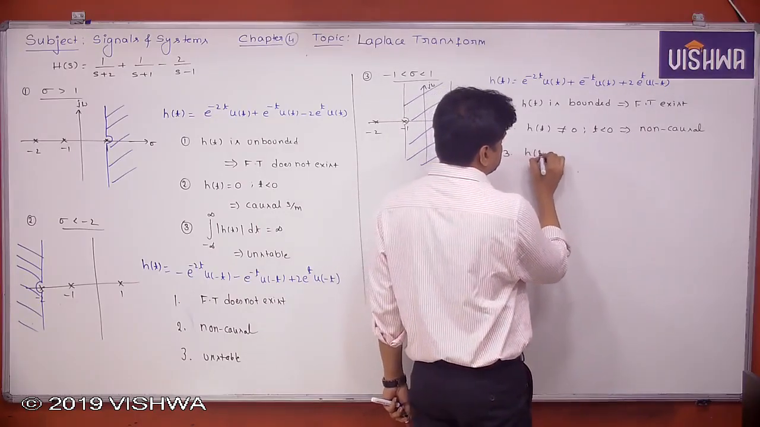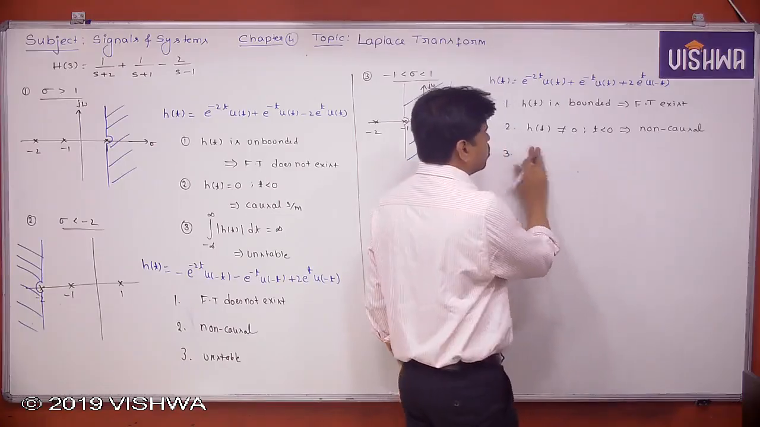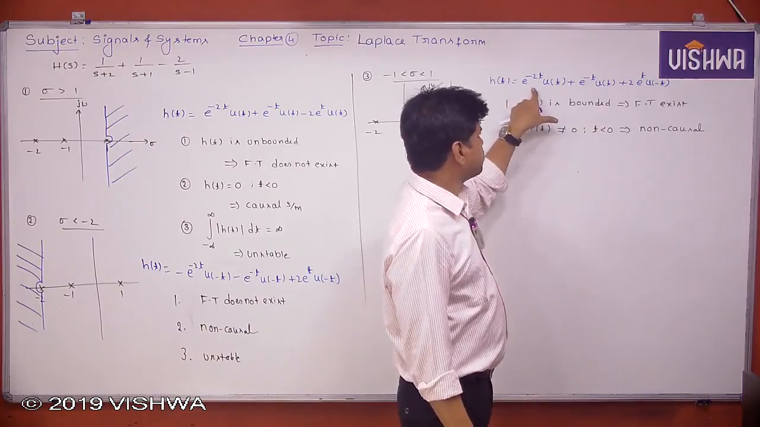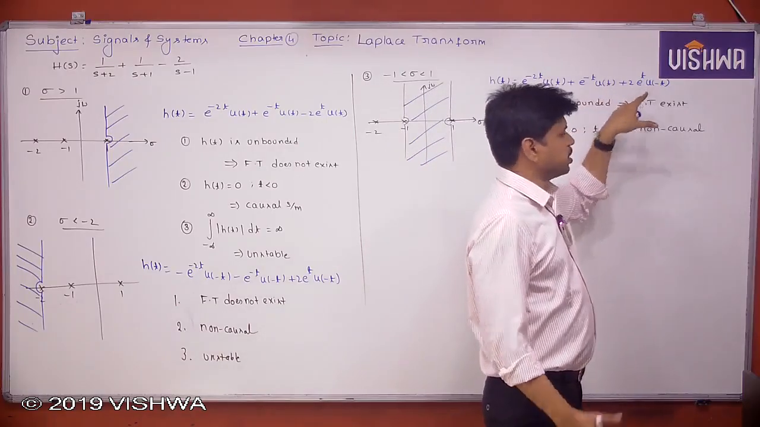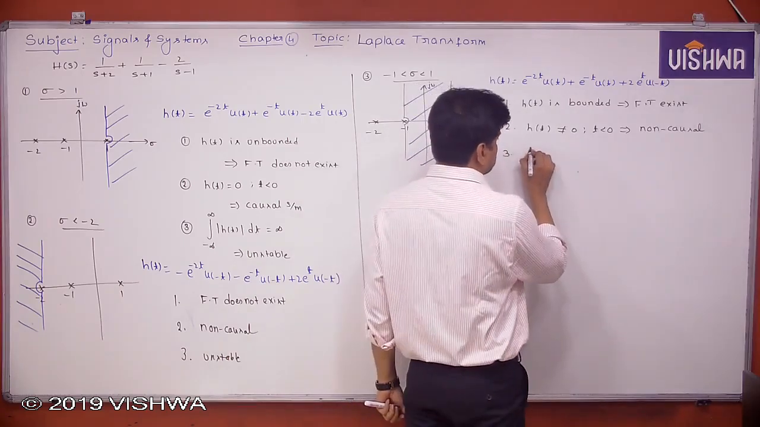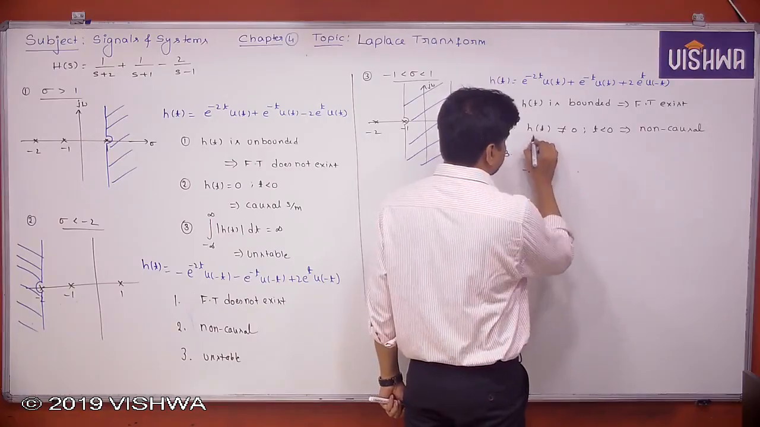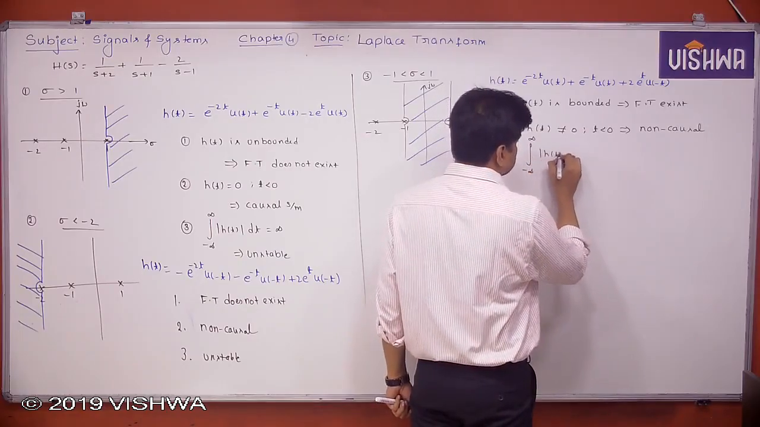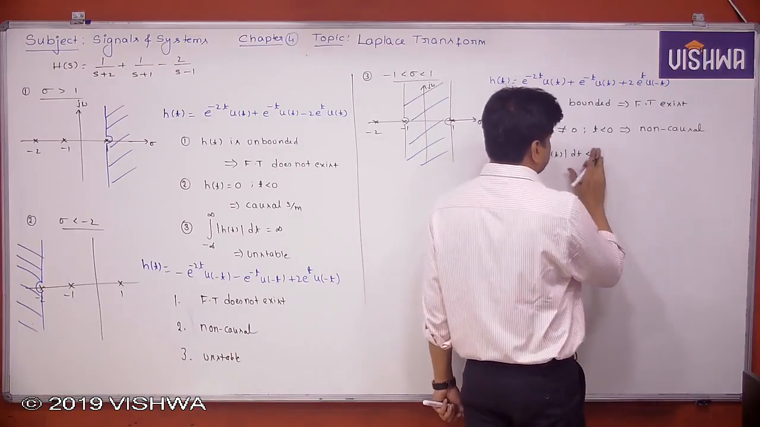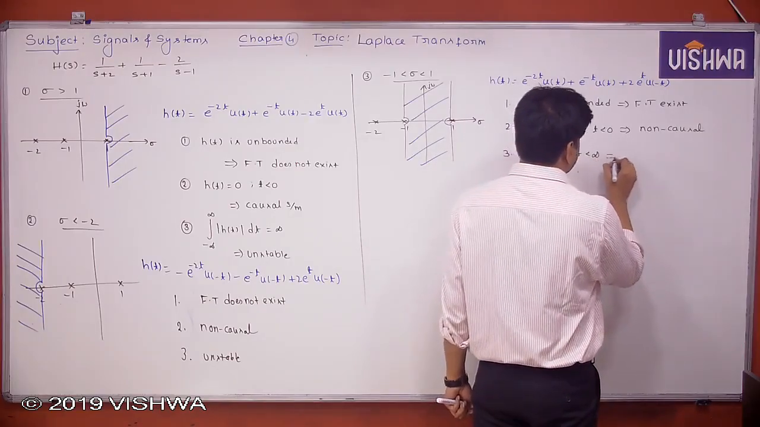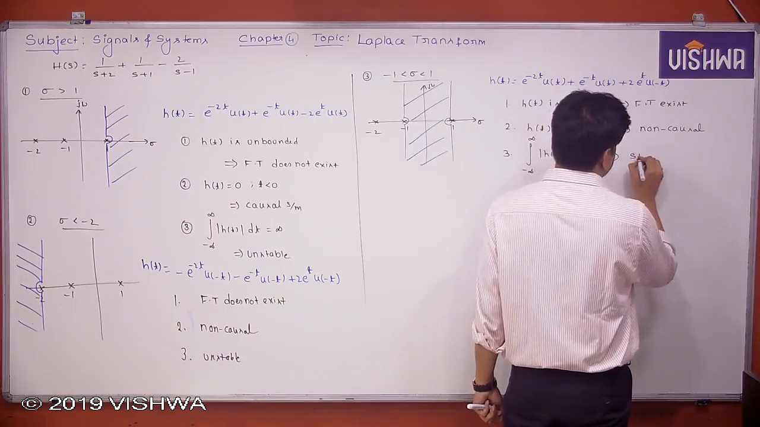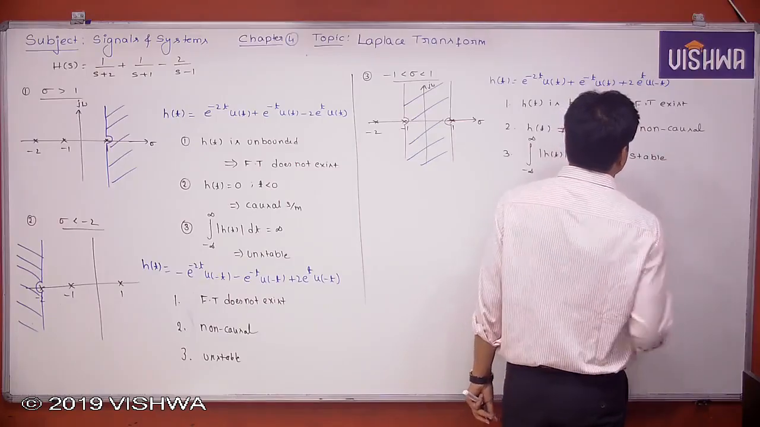Third one, h of t, is it absolutely integrable? Yes, it is absolutely integrable. Why? Because it is bounded. If I try to find out the area under this curve, it is still going to be a bounded function. So integral from -infinity to infinity of mod h of t dt is less than infinity. That implies it is a stable system.